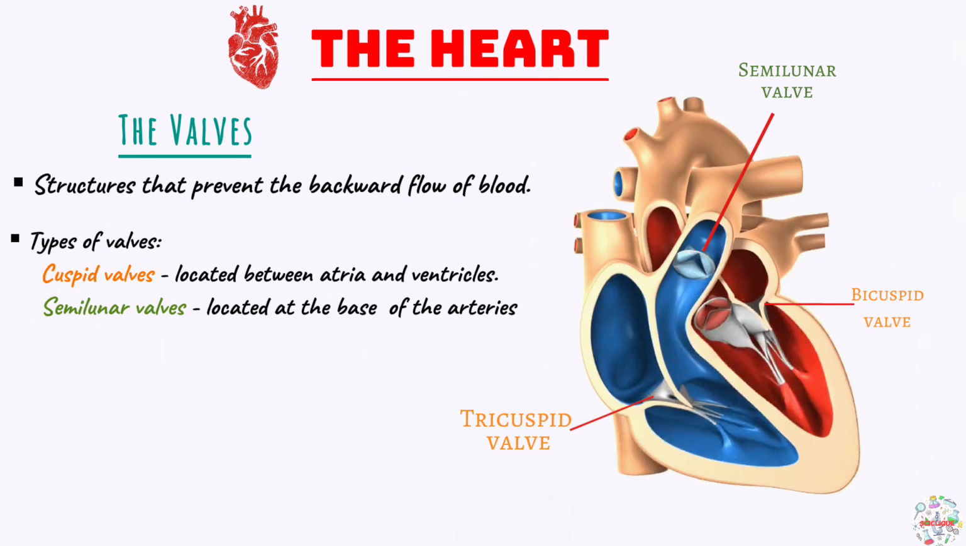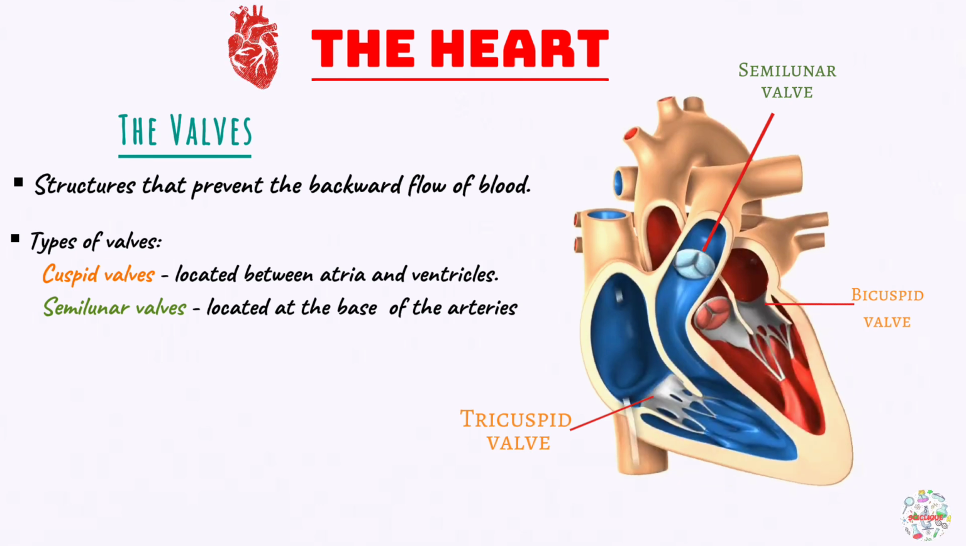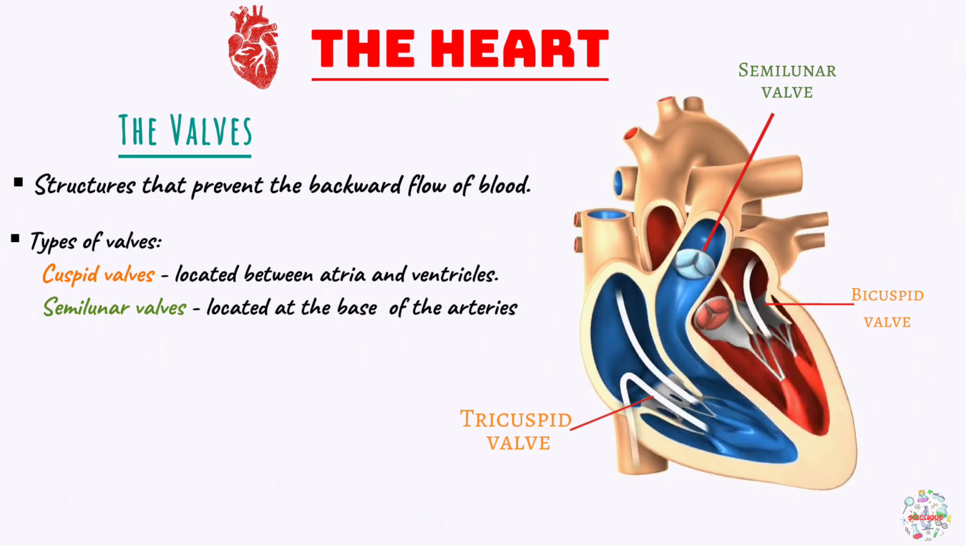Now, the function of these valves is that they prevent the blood from flowing back into the atria when the ventricles contract. Okay, let's pause there. When I introduce the atria, I introduce them as the receiving chambers. Blood flows into the atria and then into the ventricles. Once the atria are filled with blood, these cuspid valves open up to allow the blood to flow from the atria into the ventricles. Once the blood has flown into the ventricles, the cuspid valves then close up.